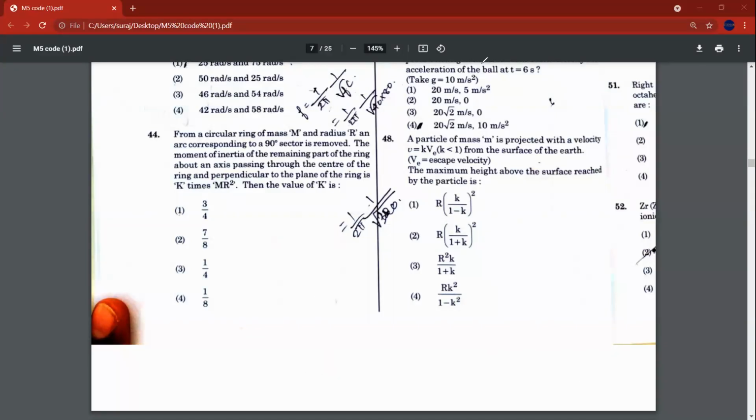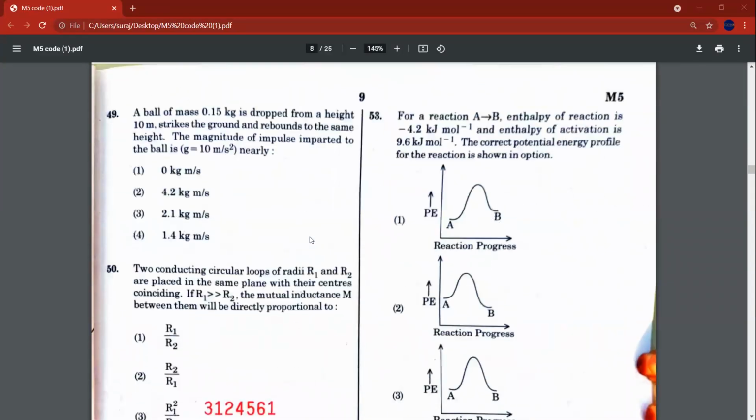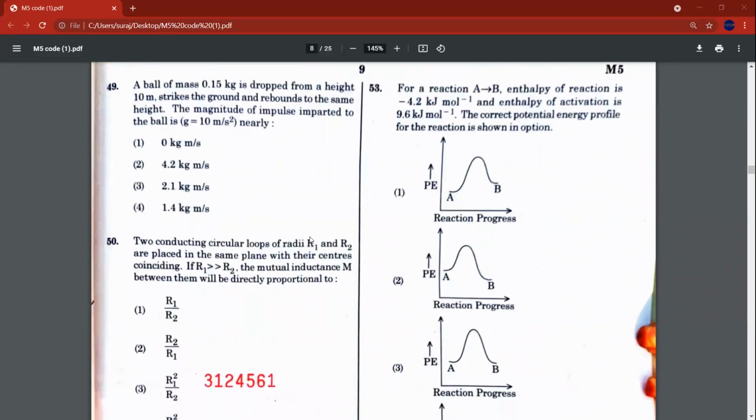Now 49. The ball strikes the ground and rebounds to the same height; the magnitude of impulse imparted. Easy question. Impulse is nothing but rate of change of momentum, dmv. Option 2 will be correct. Impulse is dmv.